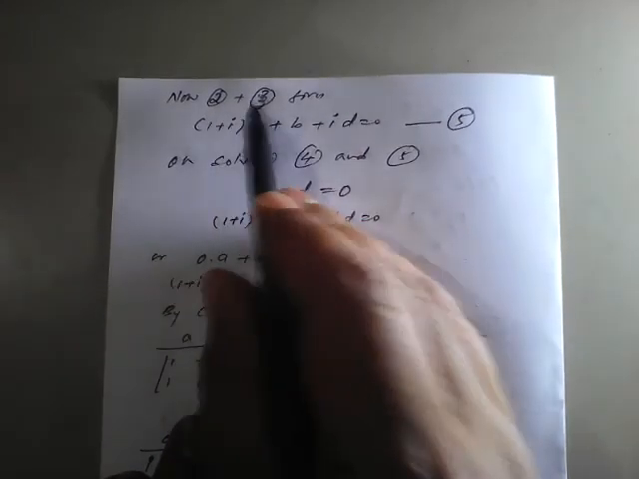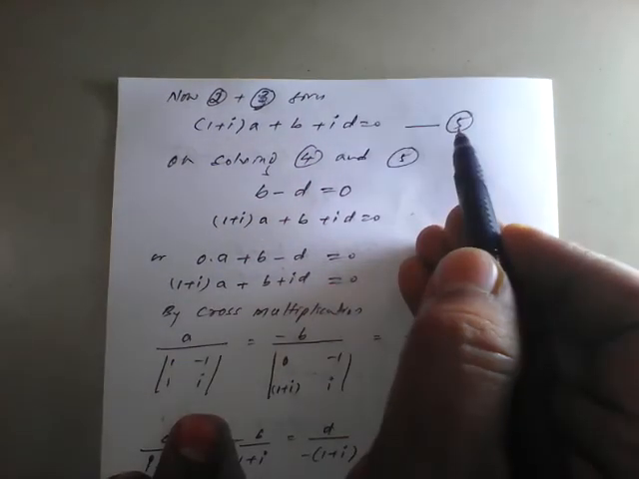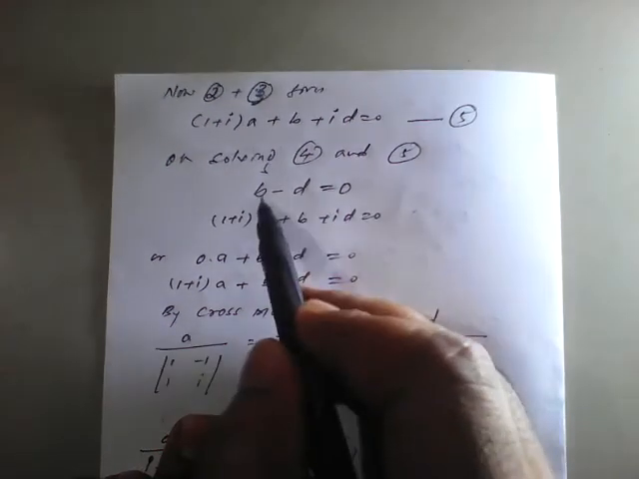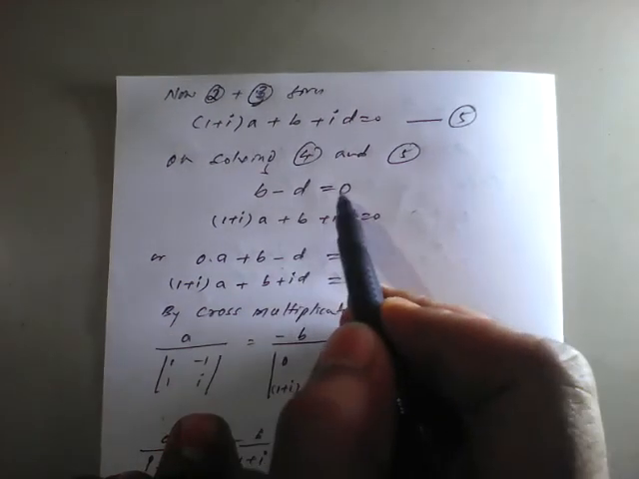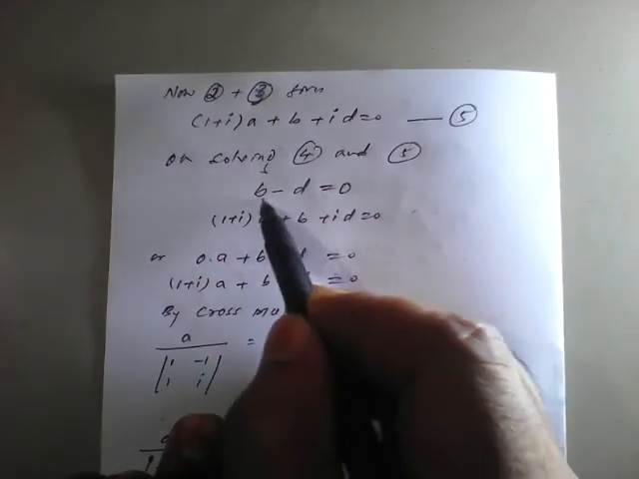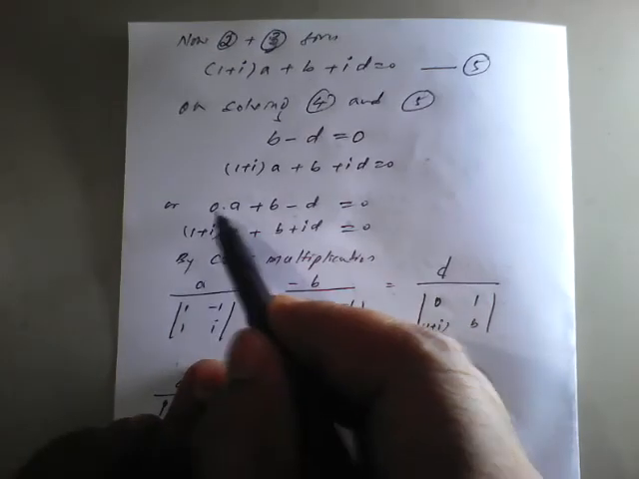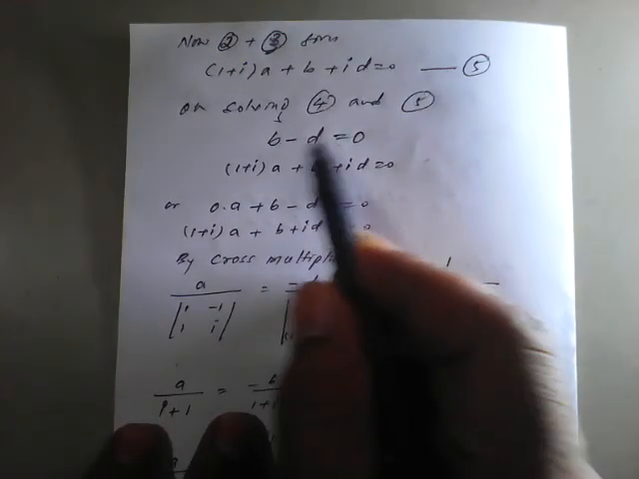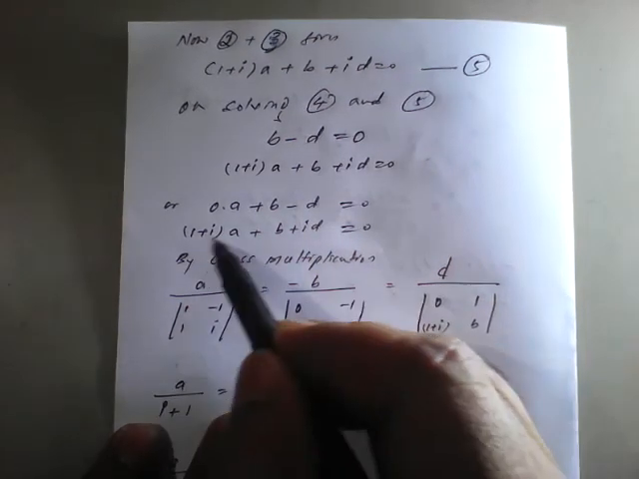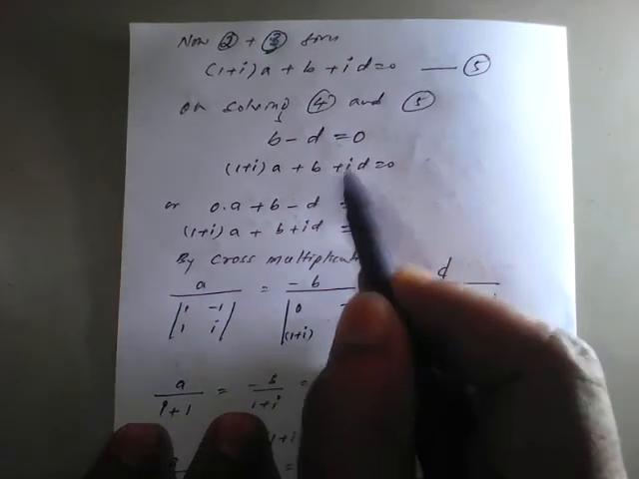Now 2 plus 3 gives this equation, which we call equation number 5. On solving 4 and 5, equation 4 is b minus d equal to 0. Equation 5 is what we got here. So here in the first equation a is missing, so I will write it as 0 into a plus b as it is minus d as it is, and this equation has 3 terms, that is, the coefficient of a is 1 plus i, b and c.